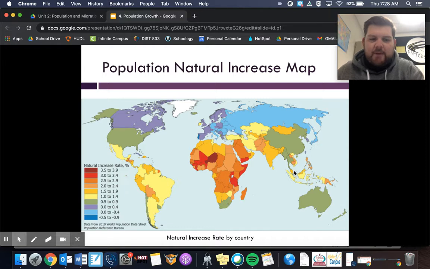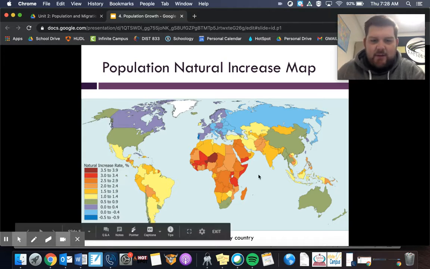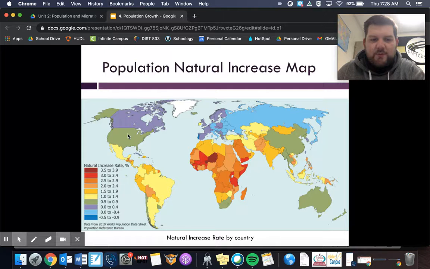Here's a map of what I just talked about there. The natural increase rate is going to be highest in countries that are growing the fastest. Okay, so you can see the red here in Africa. The United States is less than 1%. You can see these countries in Europe are in the purple and the blue, which is a declining population. Okay, that's exactly what we just talked about on that previous slide.